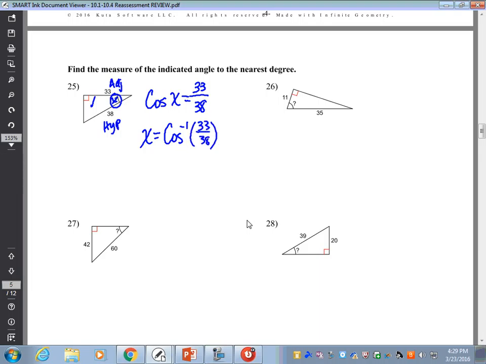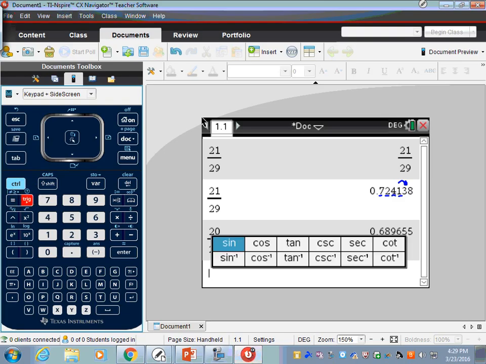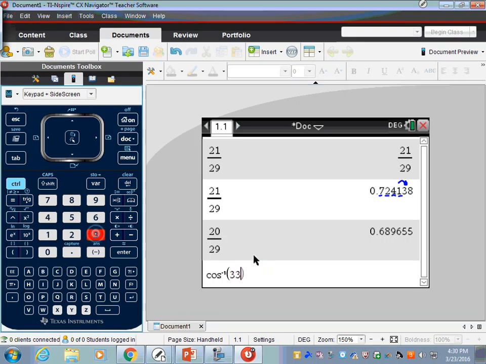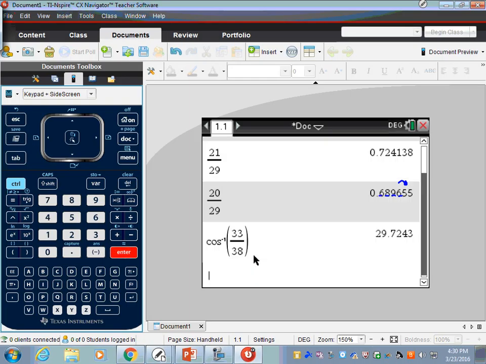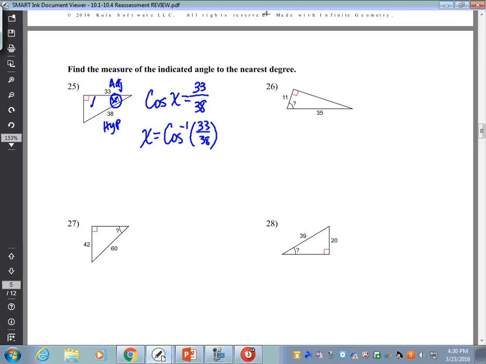So when you go to your calculator, on your test, you hit the trig button, which is right underneath the control button, cosine -1, and then you write the ratio 33 divided by 38, and you hit enter. And we're going to round to the nearest degree. Does anyone remember what that means? Anytime they ask you to round to the nearest degree, that means the nearest whole number. So the nearest whole number would have been 30 degrees.